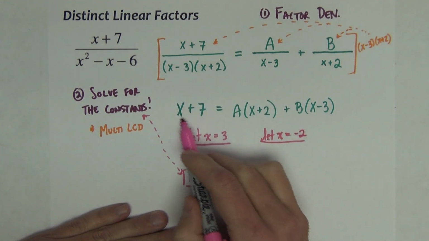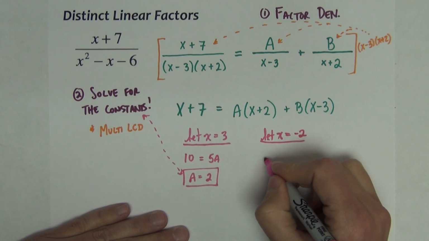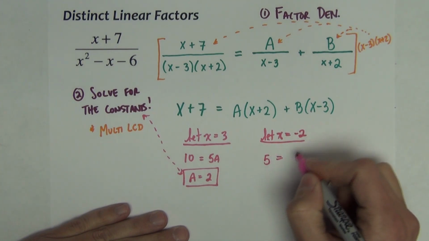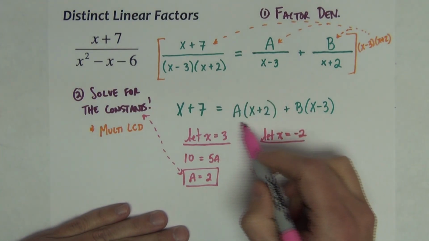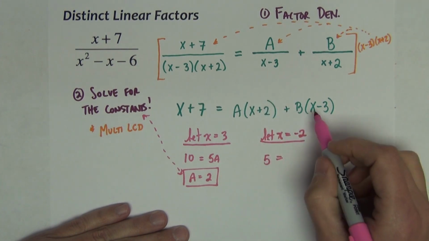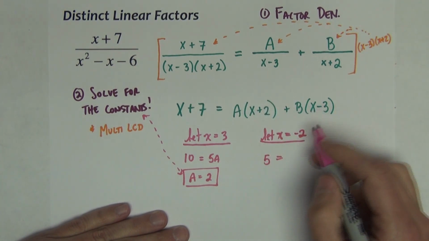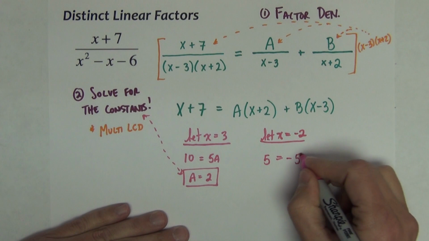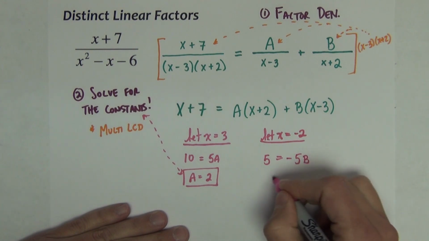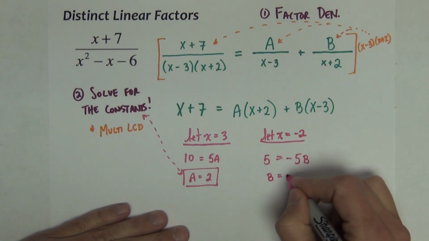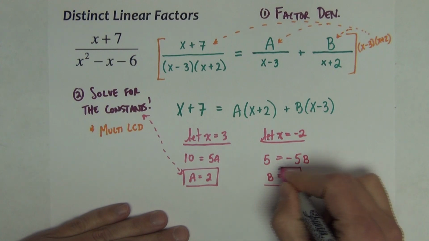So if x is -2, on the left side that becomes 5. On the right side it zeroes out this A term, and for this x, -2 minus 3 is -5, so we get -5B. That divides evenly to give me B equals -1.